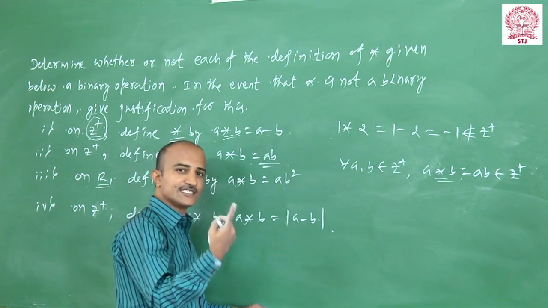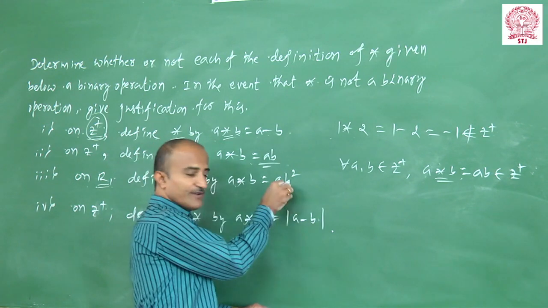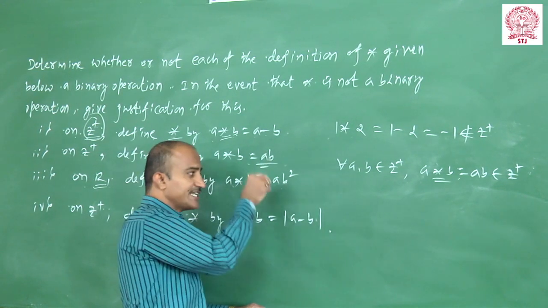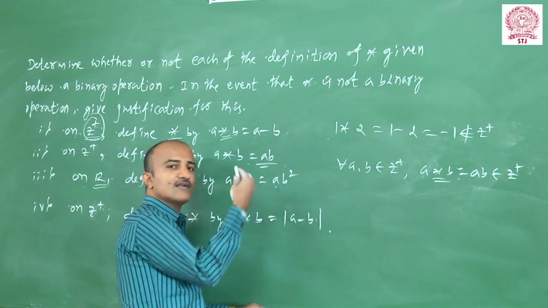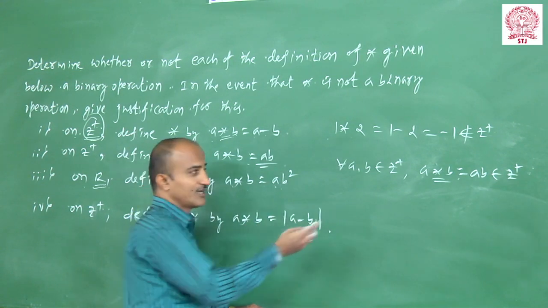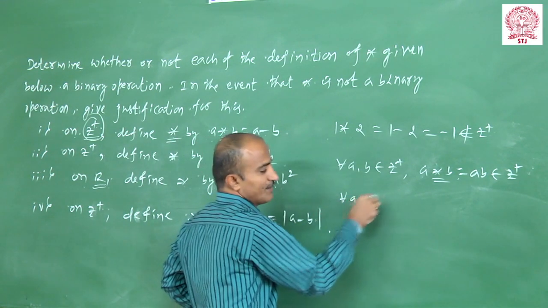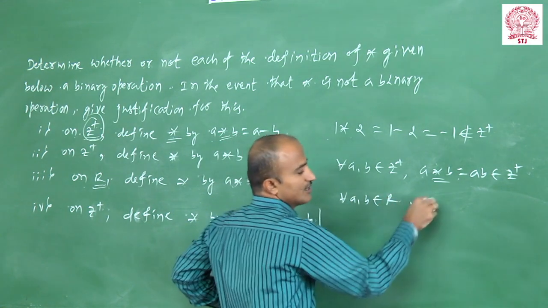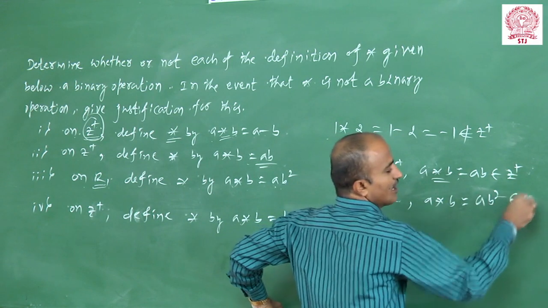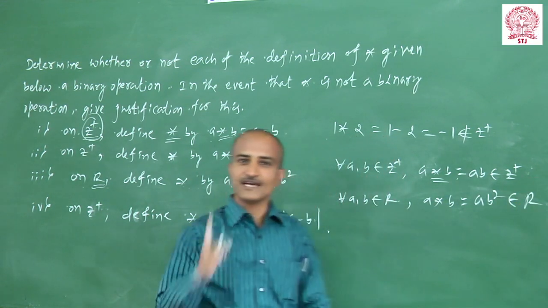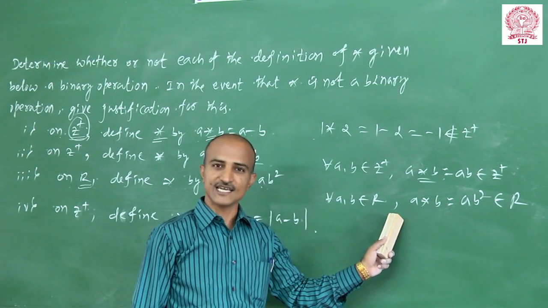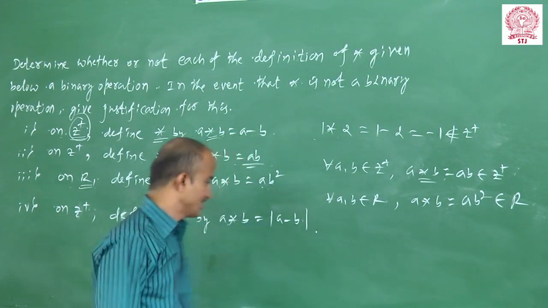Square of a real number is a real number, and that real number is associated with the real number, and clearly that composition or the product is a real number. For all a, b belongs to R, a star b is equal to ab square belongs to R. Therefore, star is a binary operation.